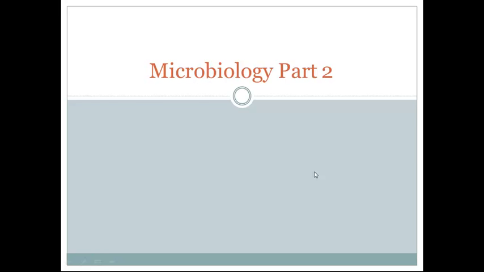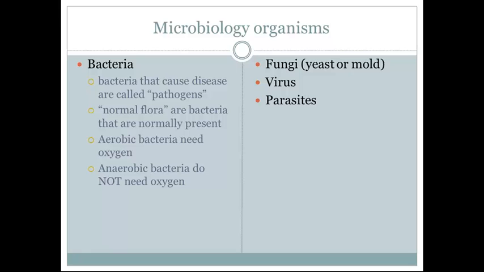Microbiology Part 2 lecture. So in review of Intro to Microbiology, there are 4 types of microbiology organisms. There's bacteria, fungi, viruses, and parasites. Bacteria can be classified as either pathogenic or normal flora, pathogenic meaning they are disease-causing, and normal flora meaning they do not cause disease. Bacteria can also be classified whether they are aerobic, meaning they need oxygen, or anaerobic, meaning they do not need oxygen.